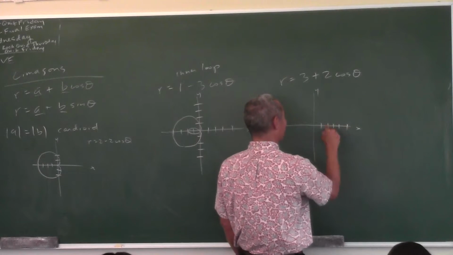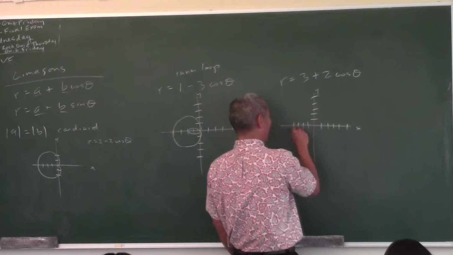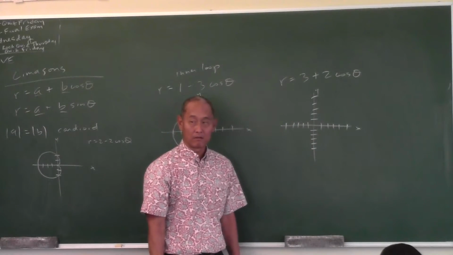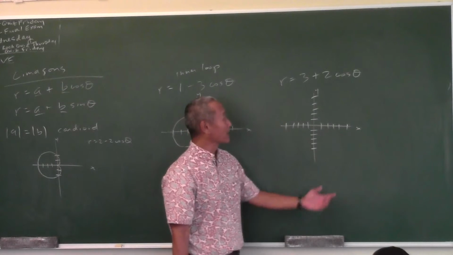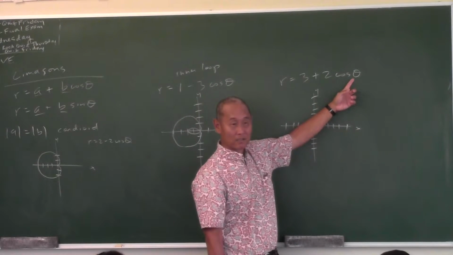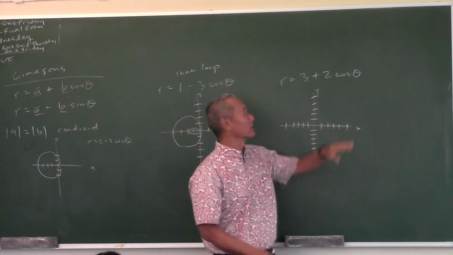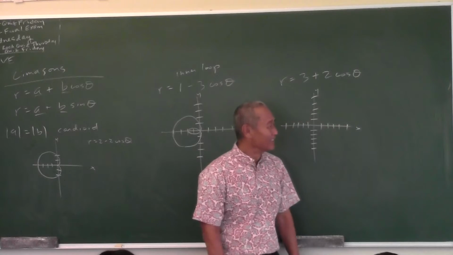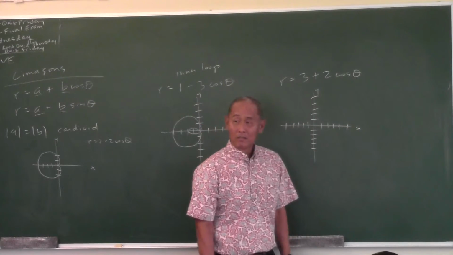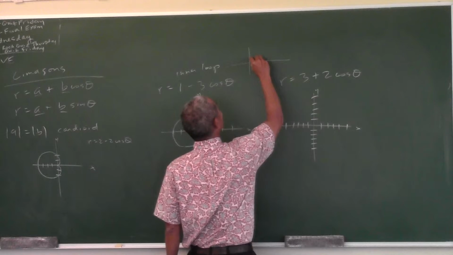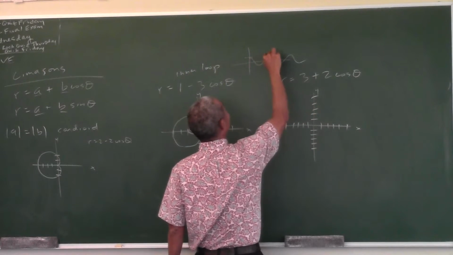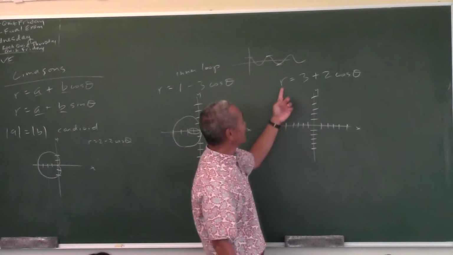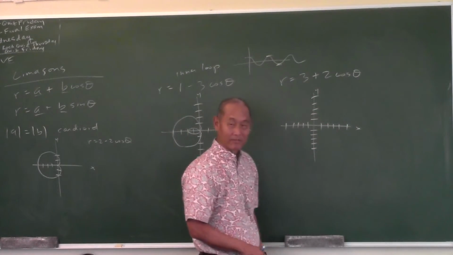1, 2, 3, 4, 5. Now, some of you might be wondering, Mr. Park, how do you know you're only going to need 5? Just think about it. The biggest cosine ever gets is 1, because the cosine graph looks like this. So if the biggest cosine ever gets is 1, then what's the biggest r will ever be? 5. That's why I only need 5.